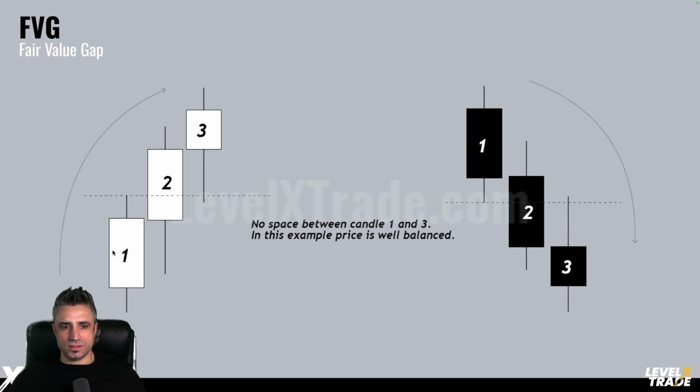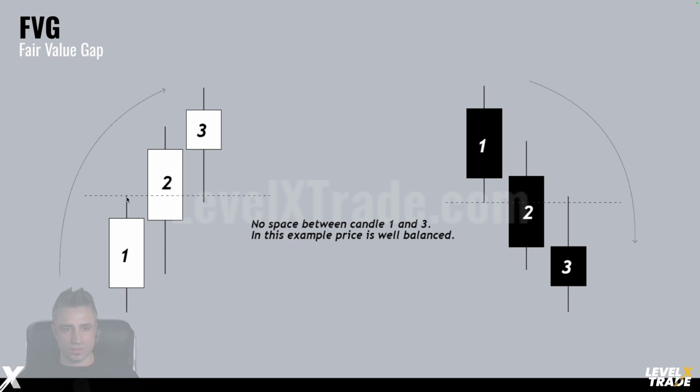In this case, you can see there's candle 1, 2, and 3, and there's no space in between candle 1 and candle 3. In this example, price is well balanced. For instance, this candle right here, the highest point, there's a second candle, and then the third one came and touched the highest point of the first candle. There's no gap in between these three candles. Okay, the same way with the bearish 1, 2, 3, there's no space.